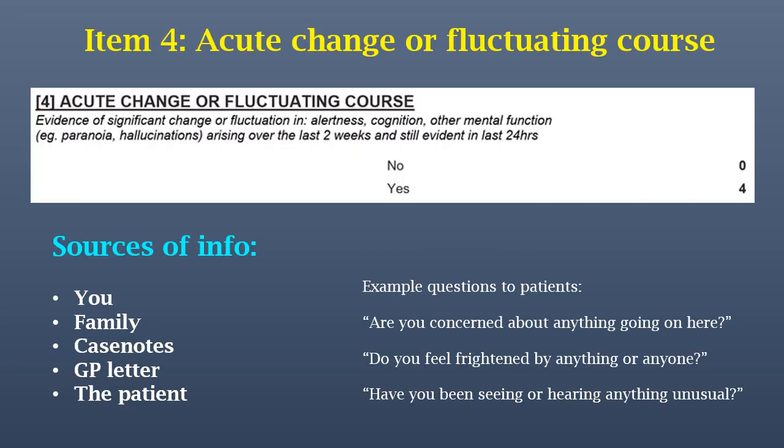Item 4 is the standard acute change or fluctuating course item, which is found in DSM-5 and so on. And as per the DSM-5 criteria, multiple possible sources of information can be used to inform this, including your own knowledge of the patient, an informant, the case notes, maybe the letter from the general practitioner or family practitioner. The patient may know themselves, and I do encourage questioning the patient around the psychotic features or delusions using these questions there, which can sometimes give you evidence informing this change item.